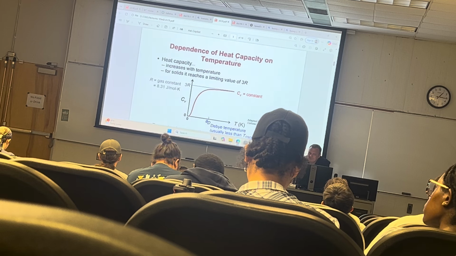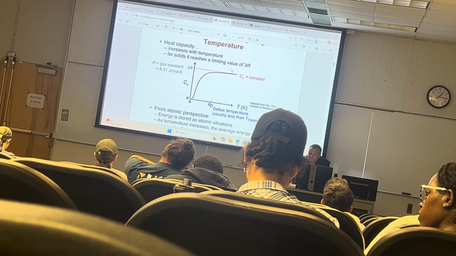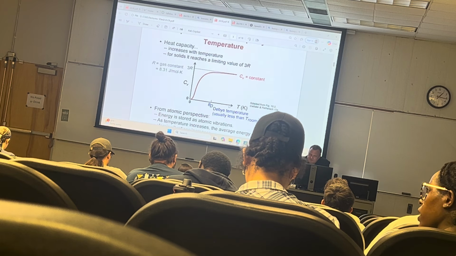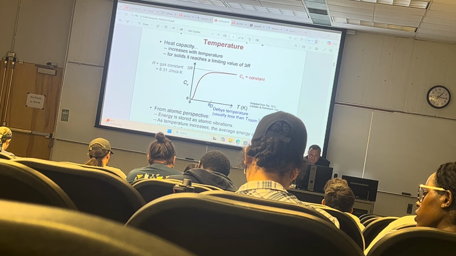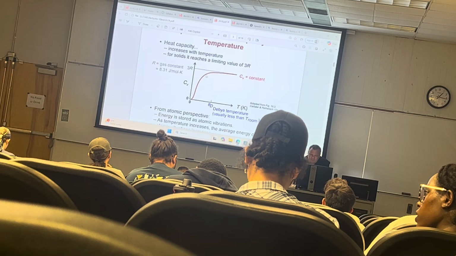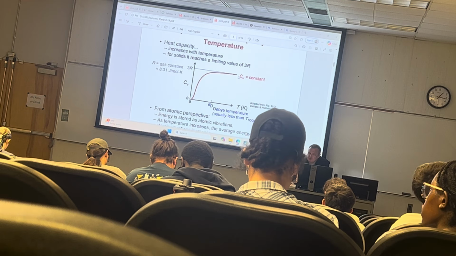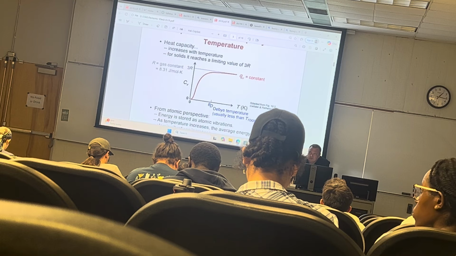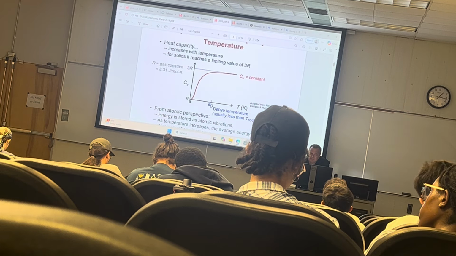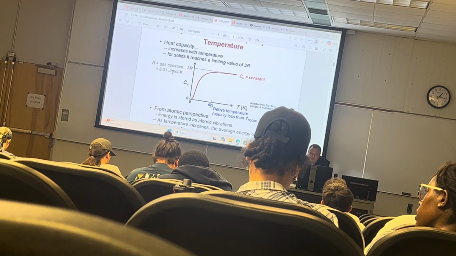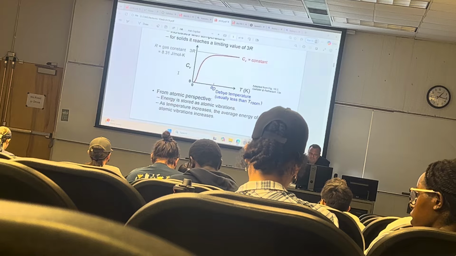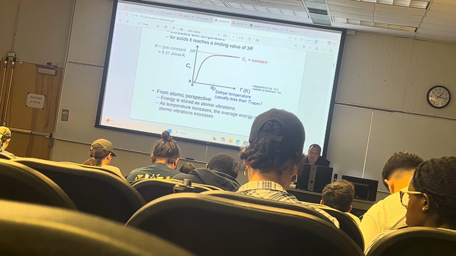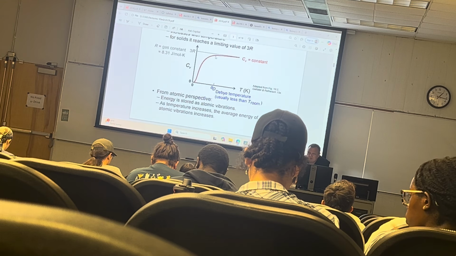Let's take a look at how heat capacity depends on the temperature. This is C sub V as a function of temperature. It goes up, and then eventually it reaches a saturation value at higher temperature, where it is constant. It is equal to 3 times the gas constant. The gas constant is 8.31 joules per mole per Kelvin. And each material has what's called the Debye temperature, which is where that saturation starts.